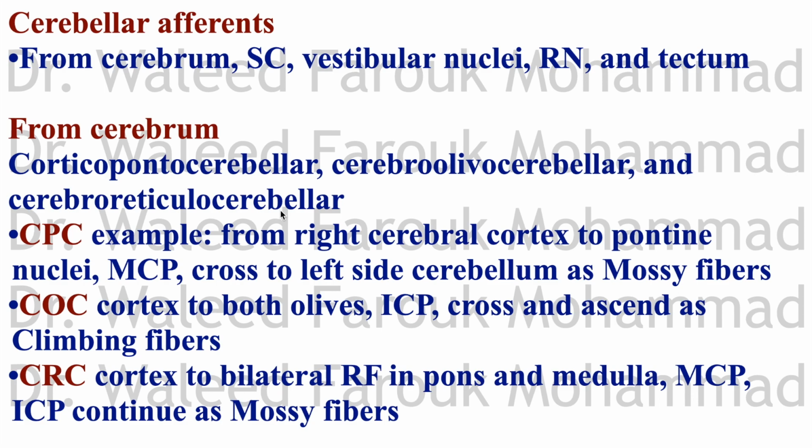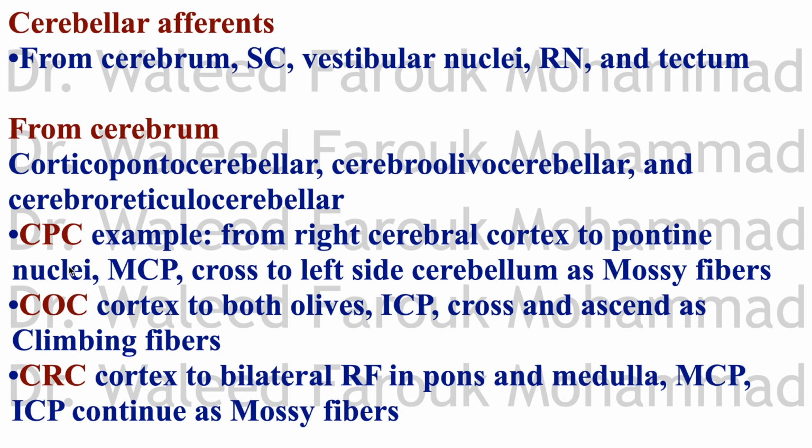Sources are the cerebrum, the spinal cord, the vestibular nuclei, the red nucleus, and the tectum of the midbrain. From the cerebrum, you can recognize types of fibers like corticopontocerebellar fibers, from the cortex to the pons and then to the cerebellum. Cerebro-olivocerebellar fibers means from the cerebral cortex to the olive and to the cerebellum, and cerebro-reticulocerebellar fibers from the cerebrum to the reticular formation, then to the cerebellum.